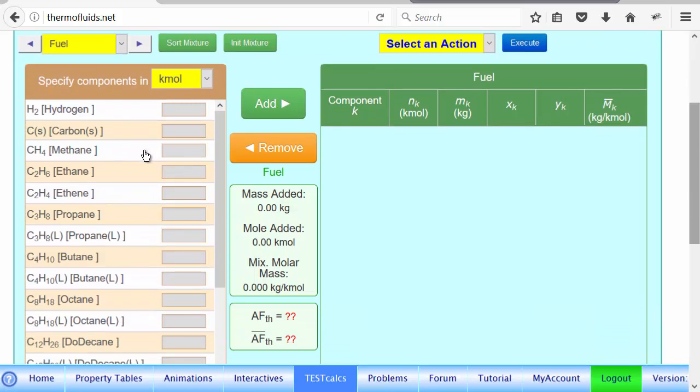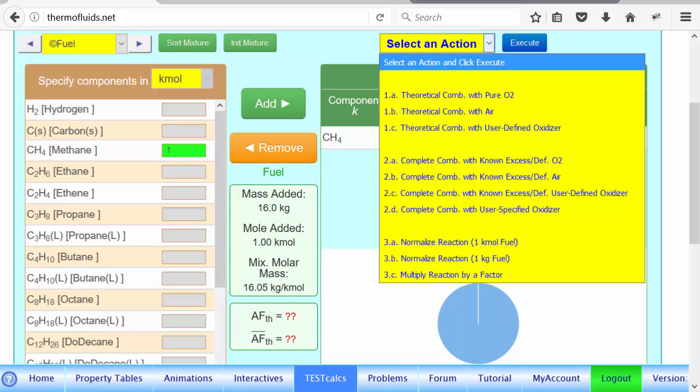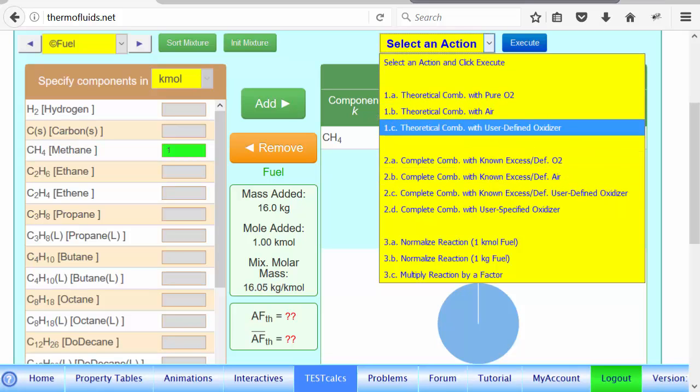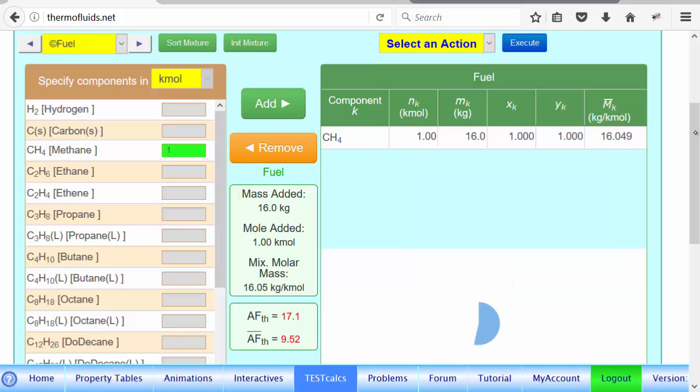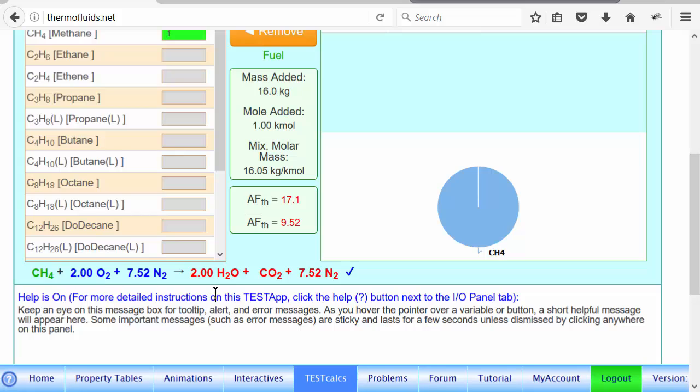So here methane is a fuel, 1 kilomole of methane, and we want to find the heating value. So methane is reacting with air. Generally, heating value is found when the reaction is theoretical, so we pick theoretical combustion with air. So that's the reaction that we want. And for this particular reaction, we want to find the heating value and the adiabatic flame temperature. If there are any other reactions, the process for energy analysis will remain the same.